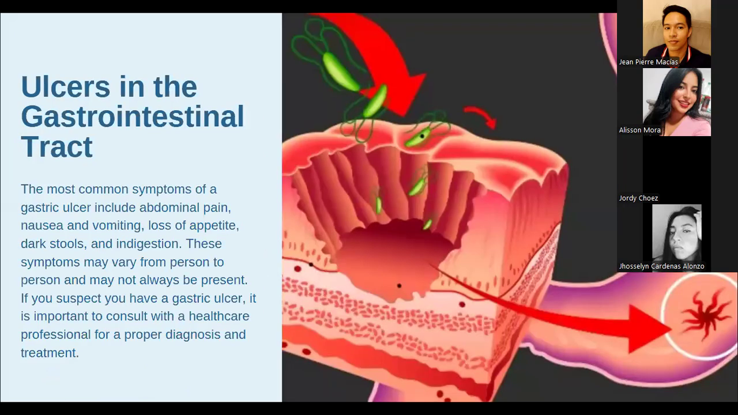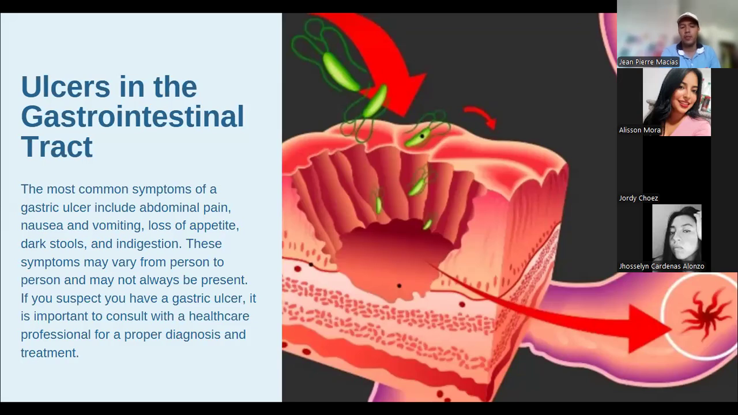Well, the formation of ulcers in the gastrointestinal tract. The pathophysiology of gastric ulcers: they are open sores that develop on the lining of the stomach. The primary factors contributing to their development are Helicobacter pylori infection. The bacteria adhere to the stomach lining and produce urease, an enzyme that neutralizes stomach acid. Inflammation: the bacteria's presence triggers an inflammatory response, leading to damage to the protective mucosal layer.